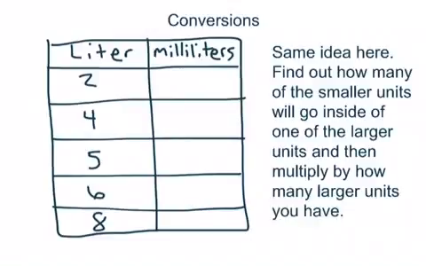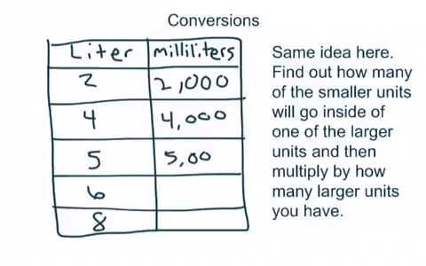Well, if there are 1,000 milliliters in 1 liter, of course, that would give us 2,000 for 2 liters. If I have 4 liters, you just follow the pattern. That would be 4,000 milliliters, 5 liters, so on and so forth. So you just fill it in with the same pattern as we had before.